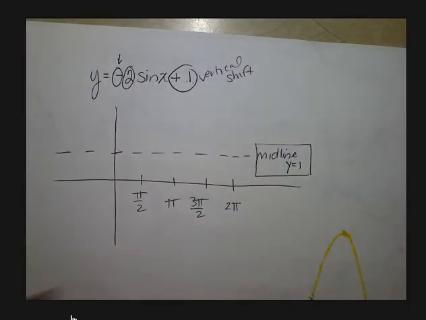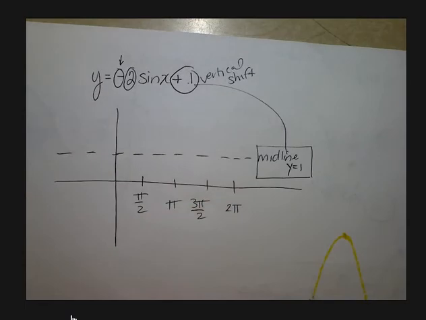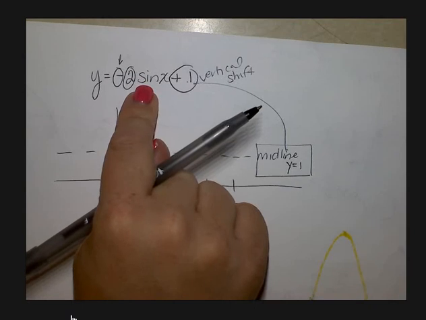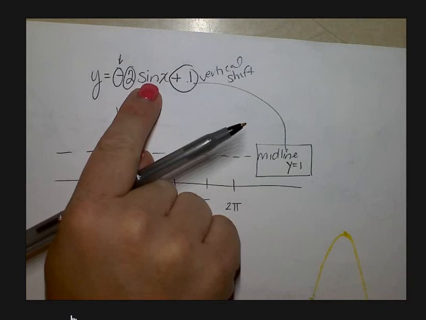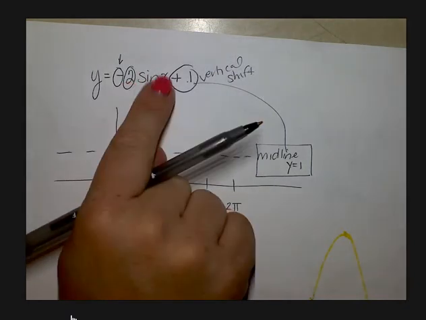Has a midline of 1. Where do I get that from? It comes right from your vertical shift. Second, I'd like you to put your finger on your unit circle. Please start at 0. What is the number for 0? What is the sine of 0? It is 0. So 0 times 2 is still 0.